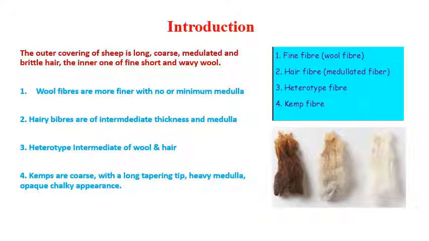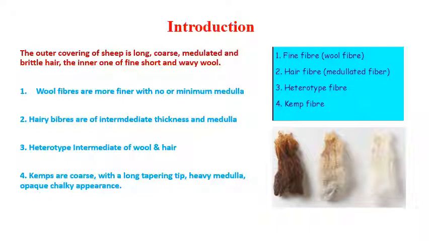As I have mentioned earlier, the primary and secondary follicles produce 3 or 4 types of fibers, that is fine fiber, which is wool, then hairy fiber, then heterotype, that is a mixed type, and the kemp fiber. So the outer covering of sheep has this long, coarse, medullated and brittle hairy fiber, and the inner one is fine, short and wavy, that is the actual wool. So the wool fibers are more fine and have no medulla, whereas the hairy fibers are of intermediate thickness and have a little bit of medulla sometimes.